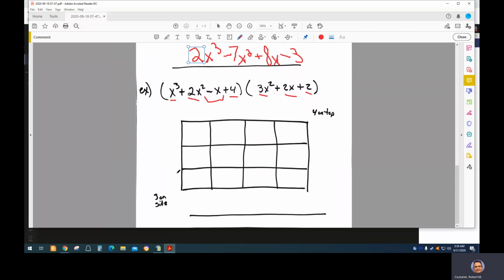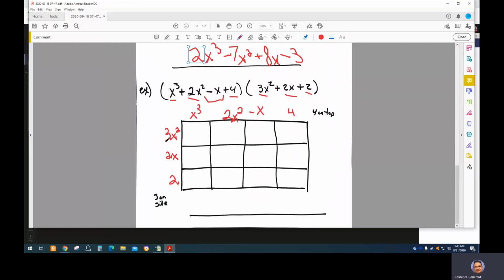So we're going to need a 3 by 4 box. And we'll label our box 3x squared, we have a 2x, and we have a 2. And this one here, we have an x to the third, 2x squared, -x, and a 4. And then we have to just start filling these in.